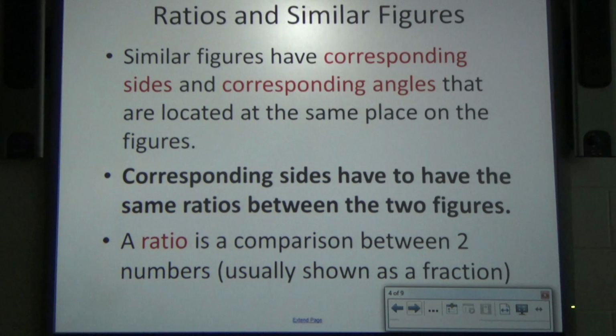Corresponding sides have to have the same ratio between the two figures. So the ratio that I see between AB and A prime B prime has to be the same ratio that arises from BC to B prime C prime. And the ratio that we're going to look at as a fraction, and we're going to compare sides with a fraction as a ratio instead of using a colon.